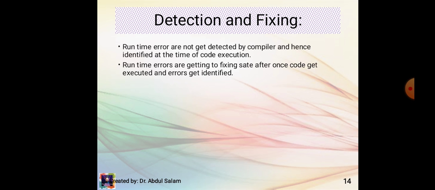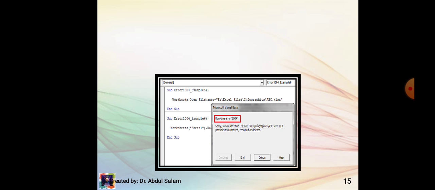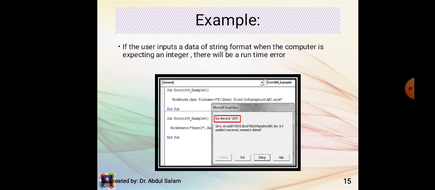How to detect and fix the error? Runtime errors are not detected by the compiler and hence are identified at the time of code execution. Runtime errors are fixed once the code gets executed and errors get identified. Here is an example. If the user inputs data of string format when the computer is expecting an integer, there will be a runtime error. If we divide 2 by 0 because we put 0 as input, the error also occurs and is shown.